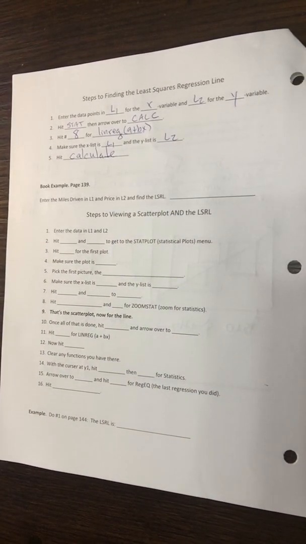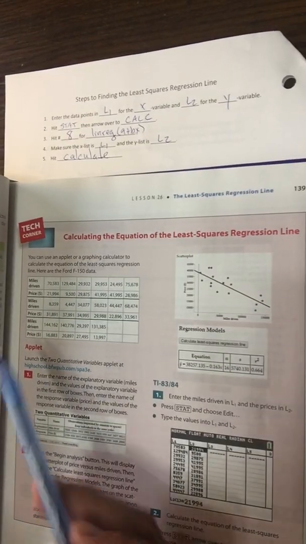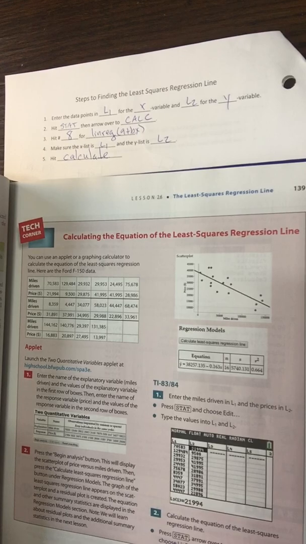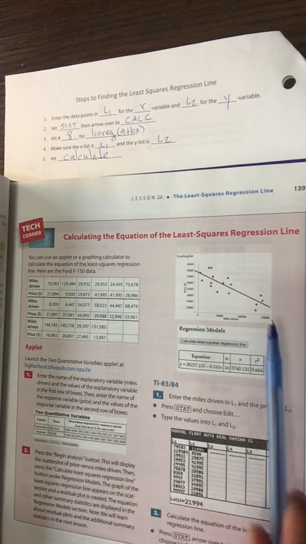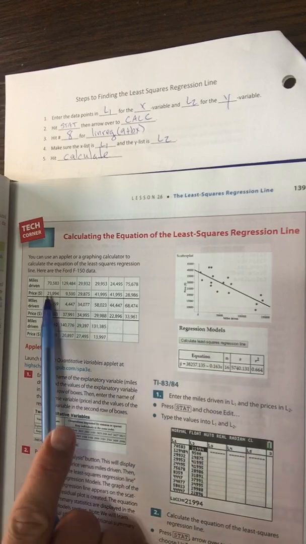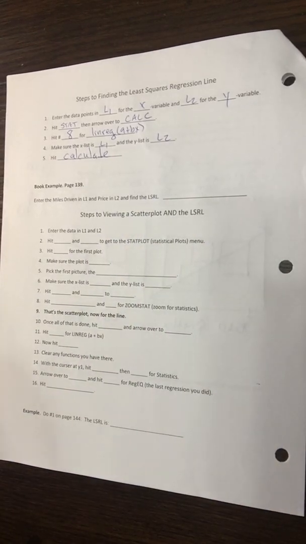Okay? So here's what I want you guys to do. Go to page 139. On page 139, we've got miles driven and price for a car. I think we did this in class the other day. If there's a certain miles driven on a car, it's going to be worth a certain amount of money. So we're going to put miles driven in list 1, and we're going to put the prices in list 2, and then I want you guys to find the least squares regression line. So do that now.